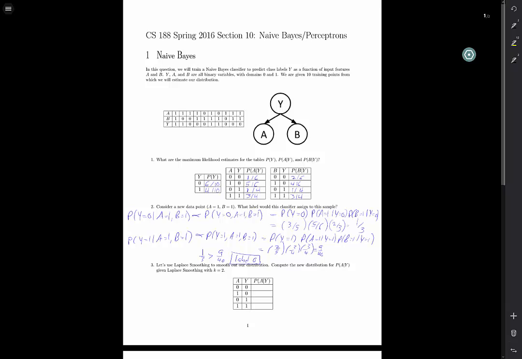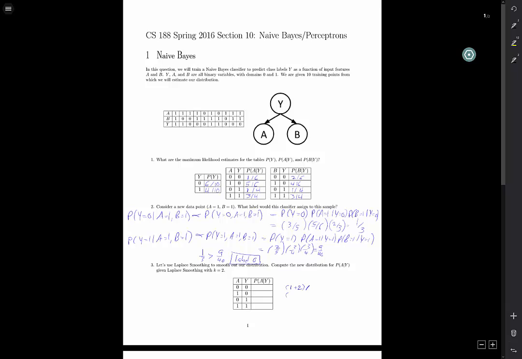Okay, now for question three. Let's use Laplace smoothing to smooth out our distribution. Compute the new distribution for the probability of A given Y, given Laplace smoothing for K equals 2. So what I'm going to do is take the distribution that I have up here and add these artificial samples. Originally, for Y equals 0, I had one example of A as 1. But now I'm adding two artificial examples.